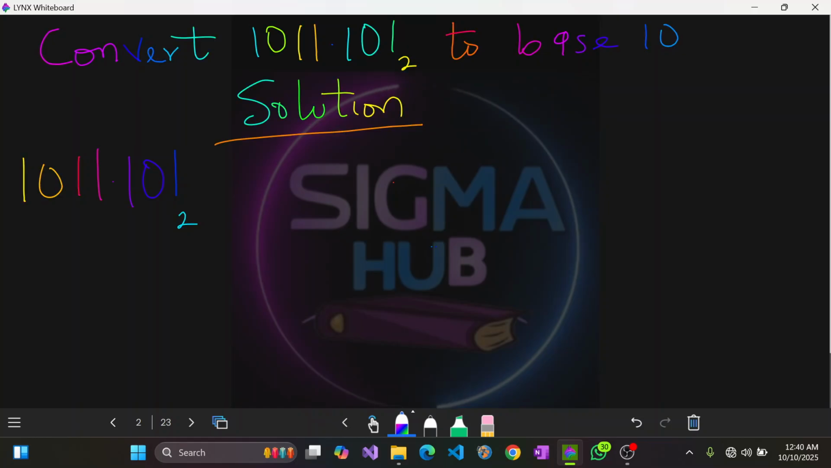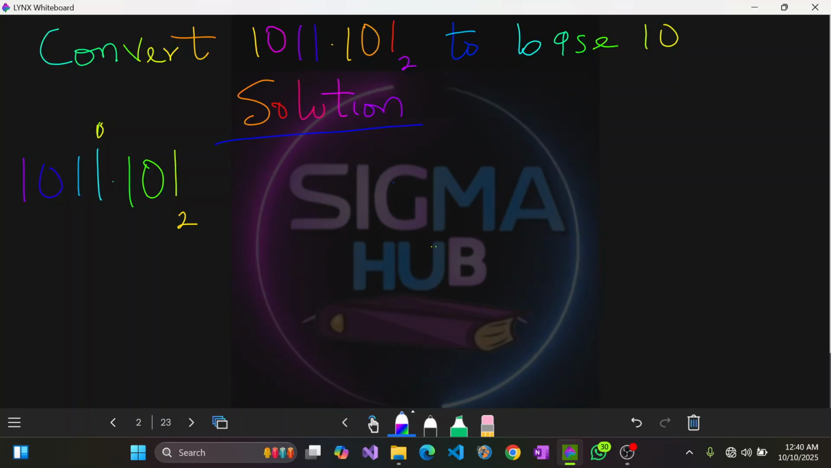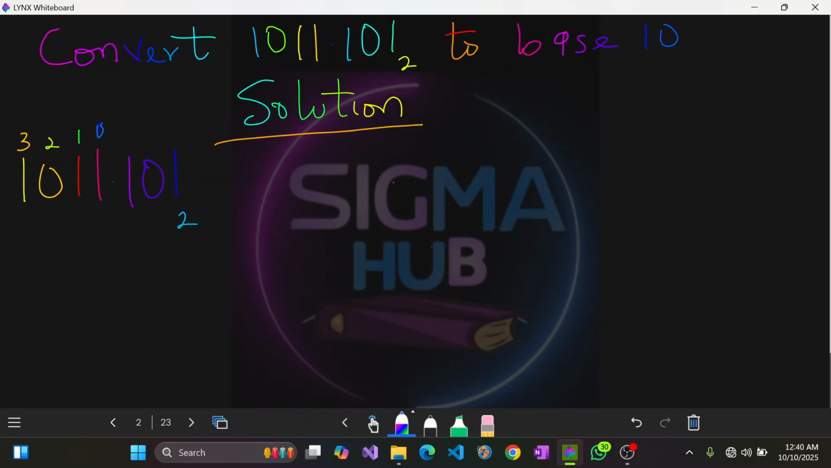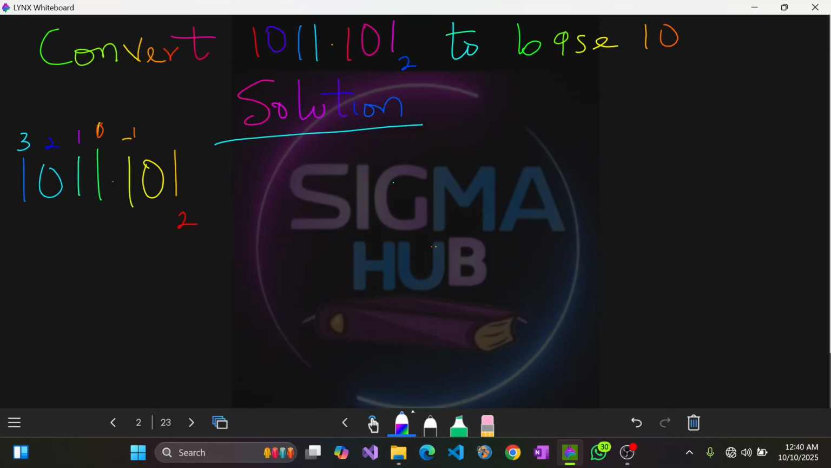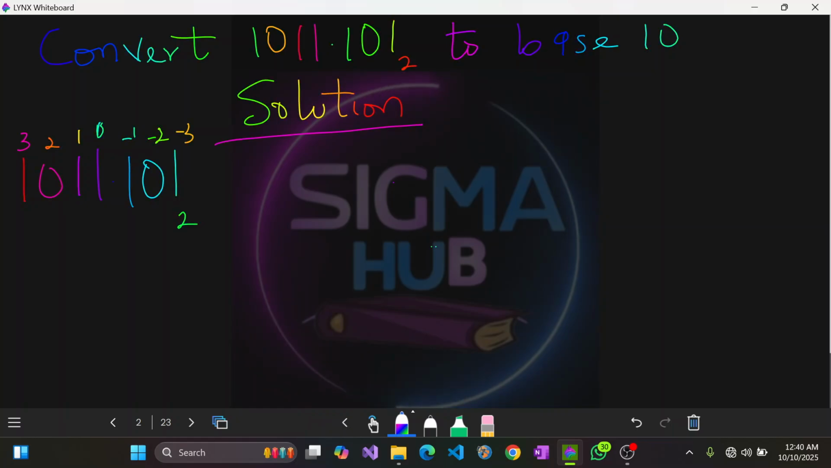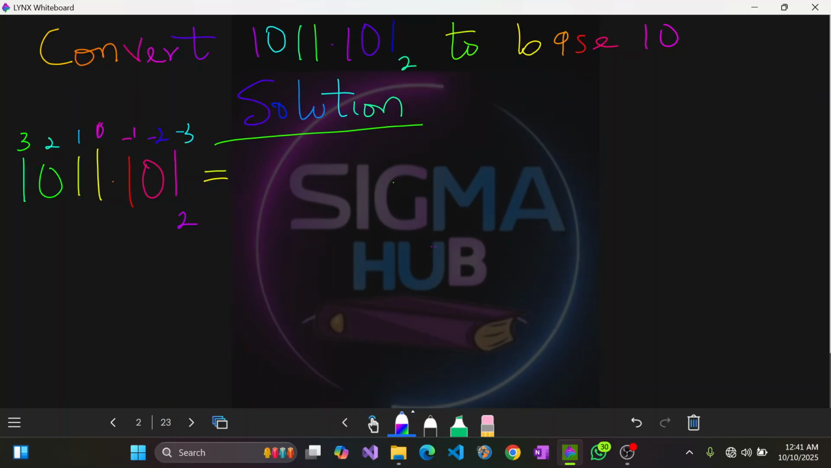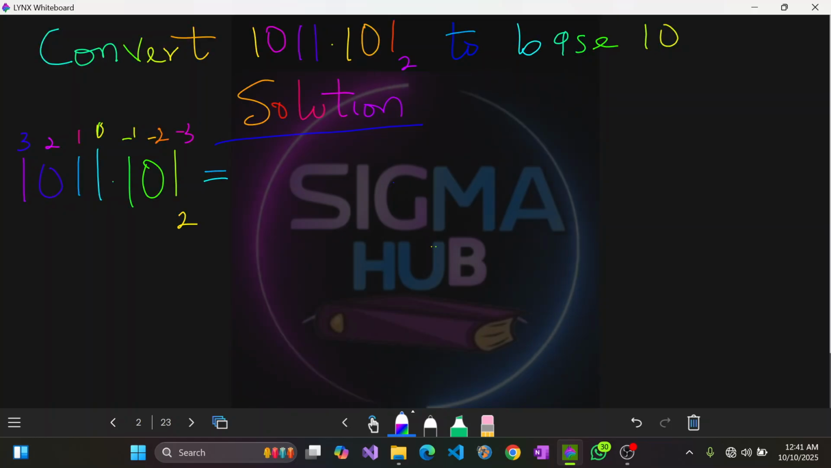To the left of the decimal point we have 0, 1, 2, and 3. To the right side of the decimal point we have -1, -2, and -3. So, as we already know, we multiply each of these numbers by the base that is given to us.